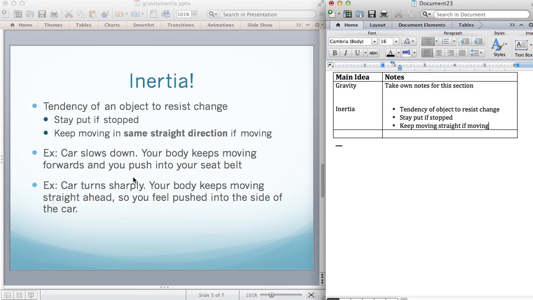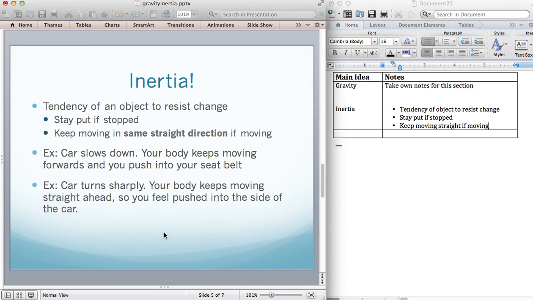If the car turns sharply, you're not moving in the same straight direction anymore. Your body keeps moving straight ahead, so you feel pushed into the side of the car. So if you've ever played a backseat game of Jello, you may not call it a different thing, where you slam the other people into the sides of the car. Same idea. You kind of get pushed to the side, or if you're on a roller coaster that turns sharply, you feel yourself pushed to the outside. That's because you have inertia. You want to keep going straight, but then the car gets in the way.